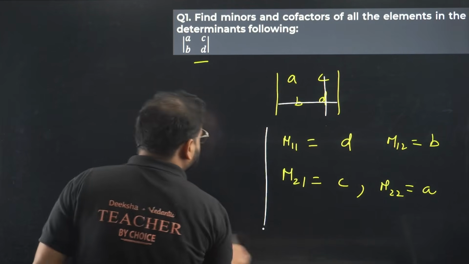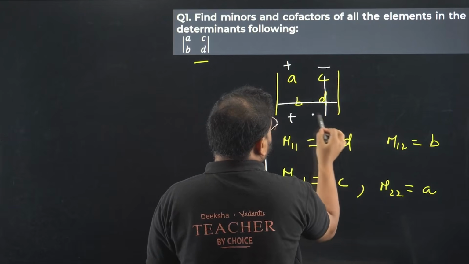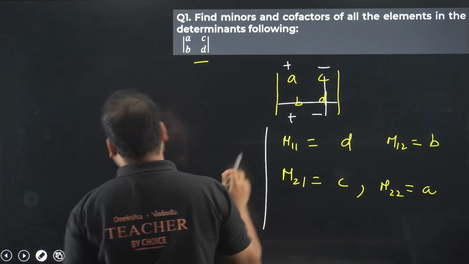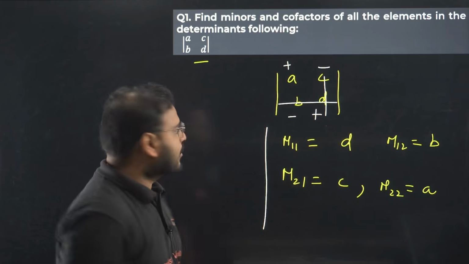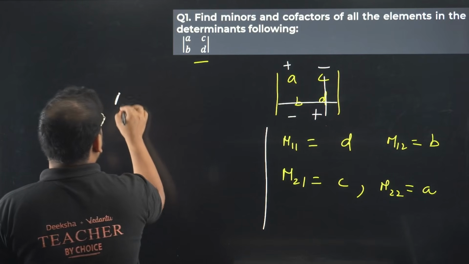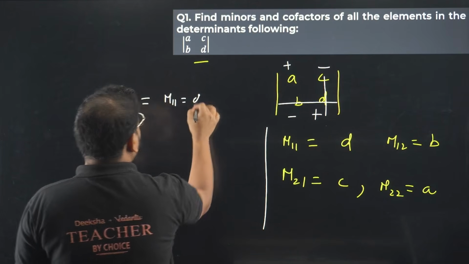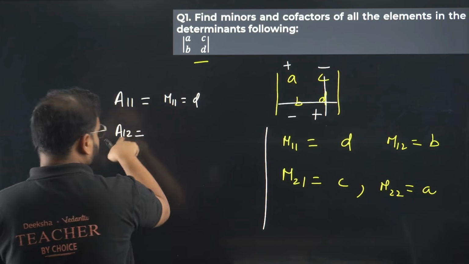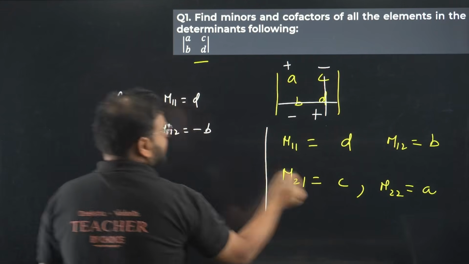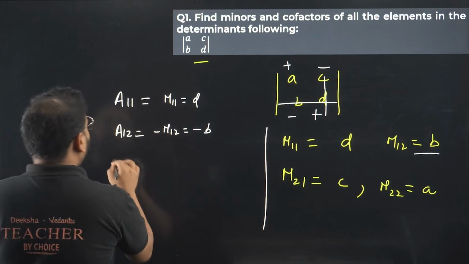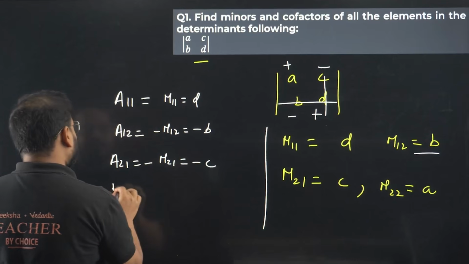Now what about cofactors? Remember the signs: plus, minus, minus, plus. So for A11, my cofactor will be positive, the same as M11, which is d. A12 is odd, so minus M12, which is minus c. A21 is going to be minus M21, which is minus b.